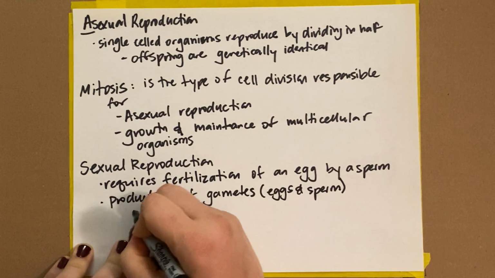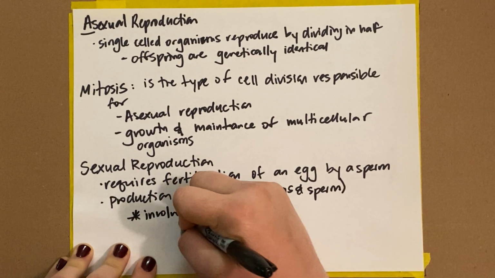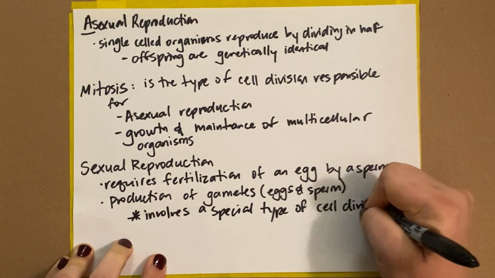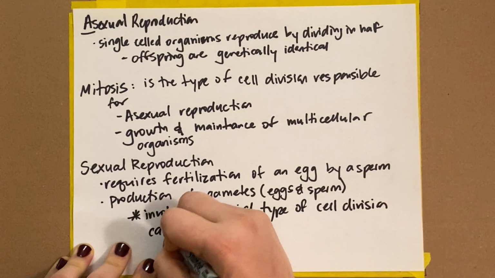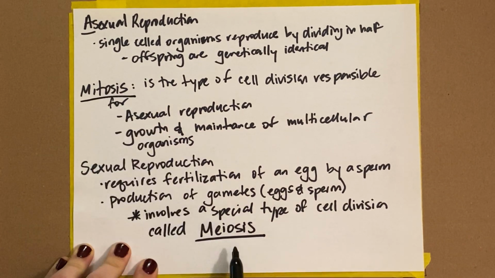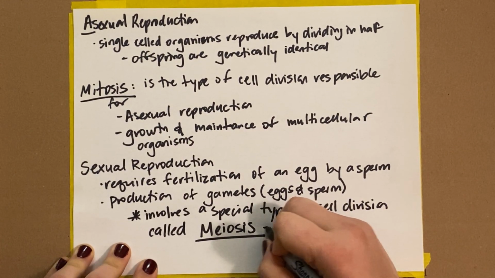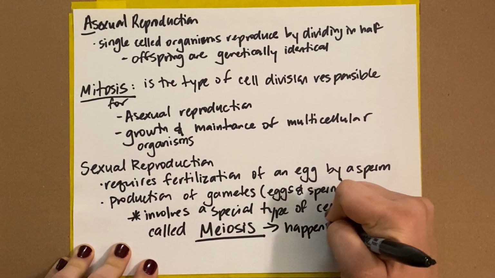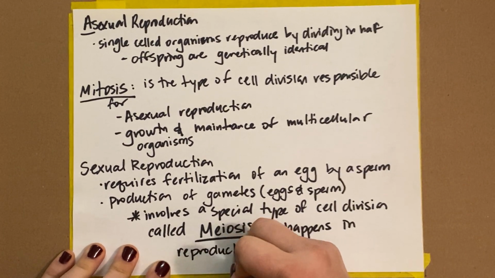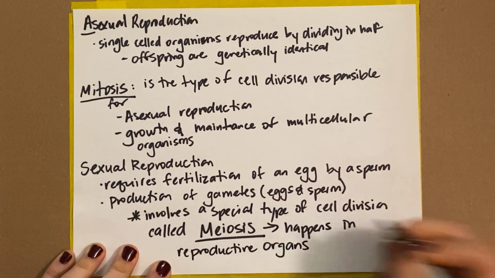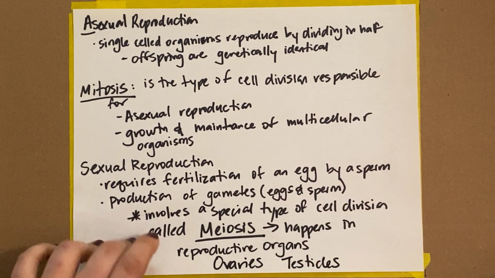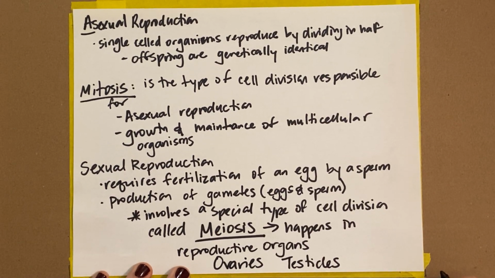Okay, so this involves a special type of cell division called, this is now a new one, meiosis. Spelled a little bit different from mitosis. This is going to be called meiosis. This happens only in certain locations, basically the reproductive organs. Those are going to be the ovaries and the testicles. Ovaries are going to make eggs, testicles are going to make sperm.